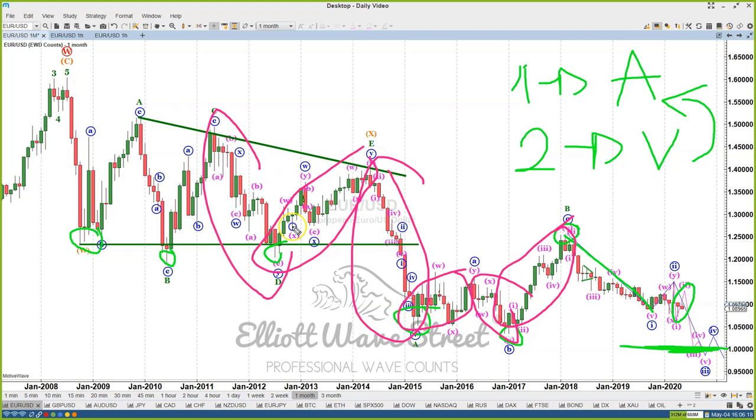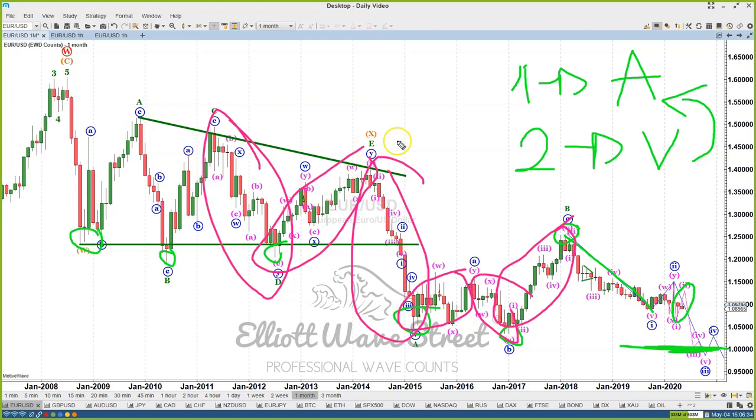So we have cycles, and we can put names to these cycles. That's the Elliott wave theory. We name each of these cycles. But just putting a name, just putting a label, just thinking that the price is going to move in one direction is not enough.